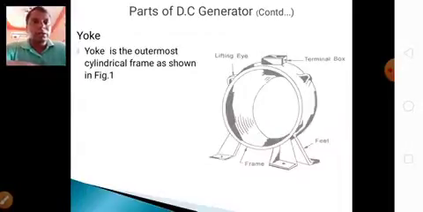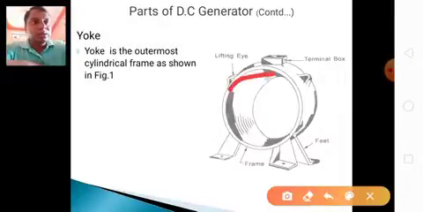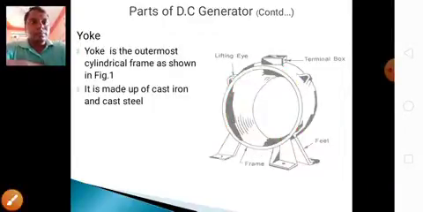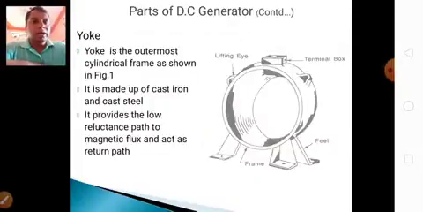The yoke is the outermost cylindrical frame. The shape of this yoke is cylindrical, so that's why it is called the outermost cylindrical frame. It is made up of cast iron or cast steel, but mostly it is made of cast iron. It provides a low reluctance path to the magnetic flux and acts as a return path.